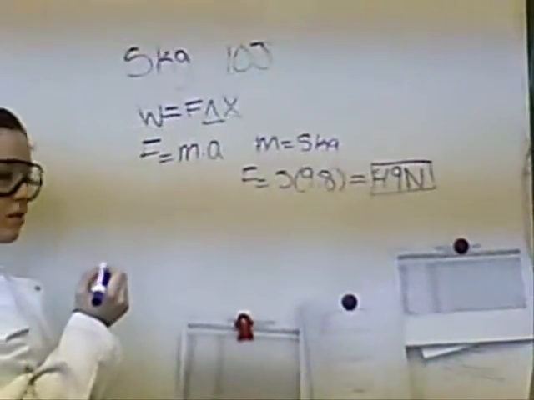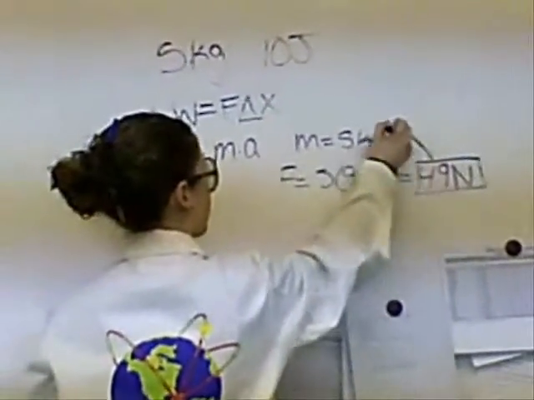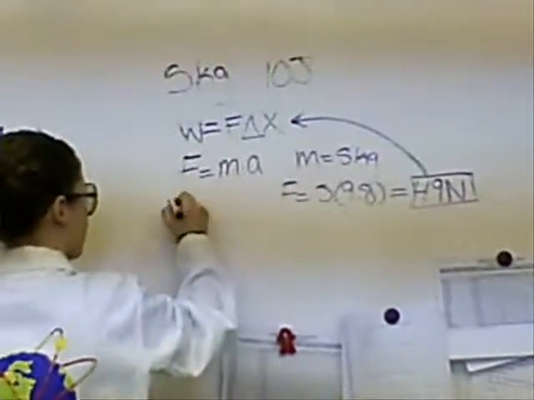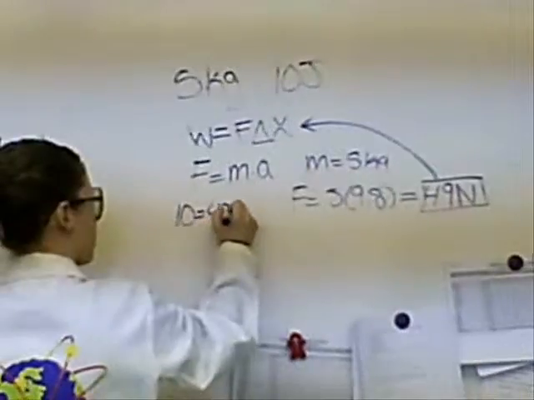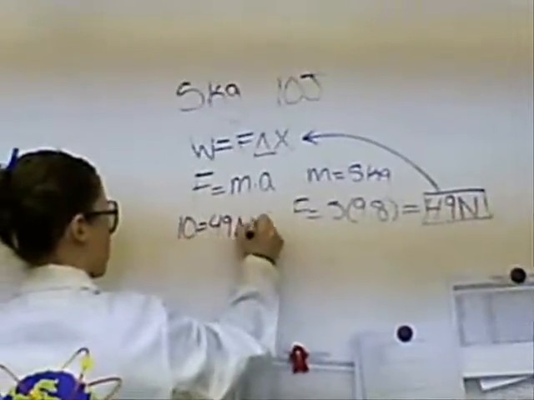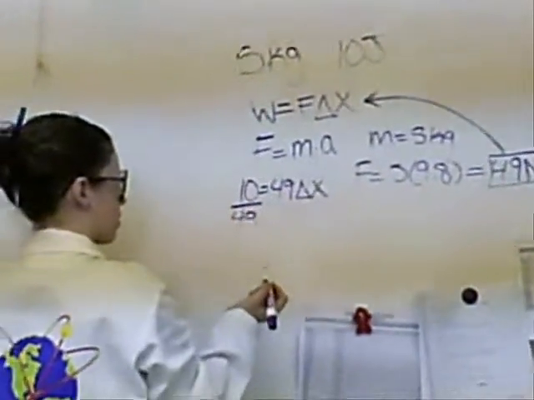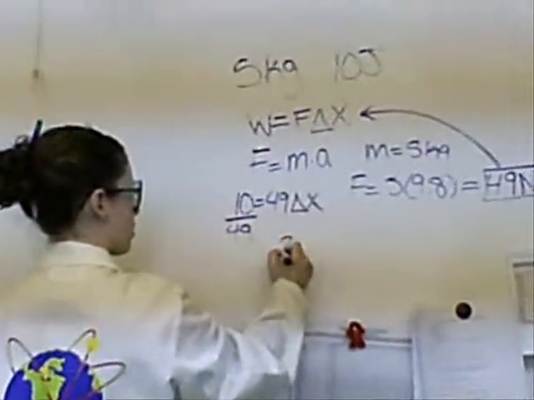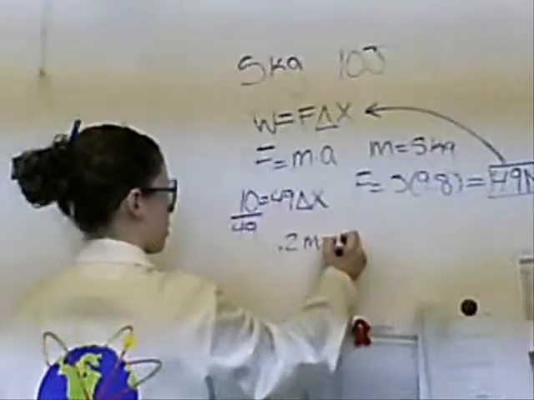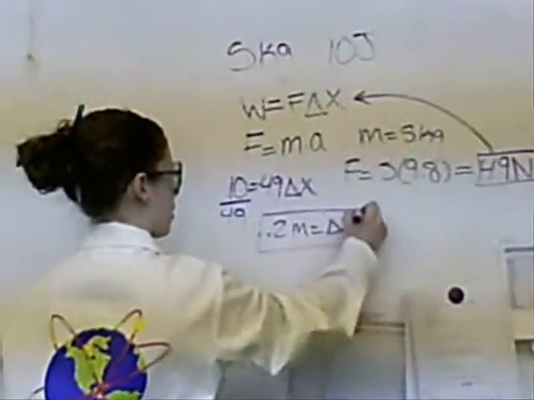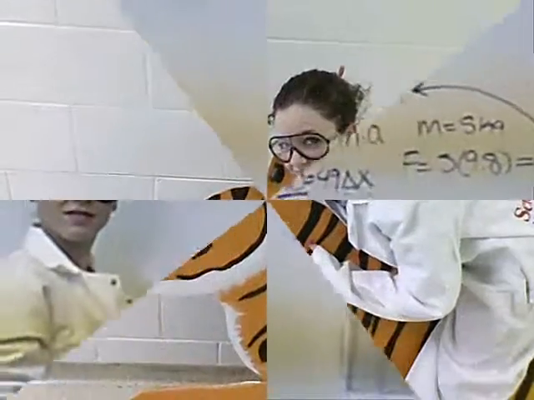So now you plug that back into our first equation. So we have 10 equals 49 delta x. We divide by 49. We get 0.2 meters for our delta x. That is how far the person is from the ground when lifting the puppy.